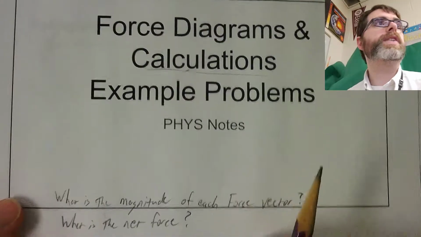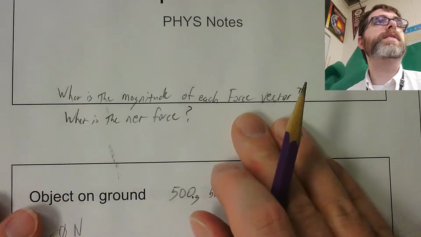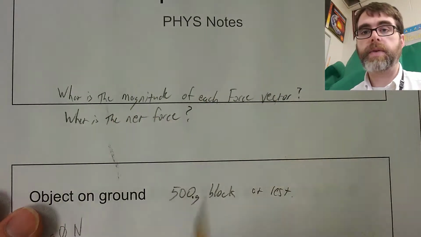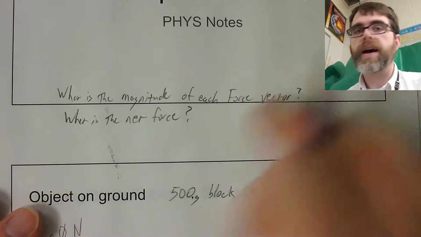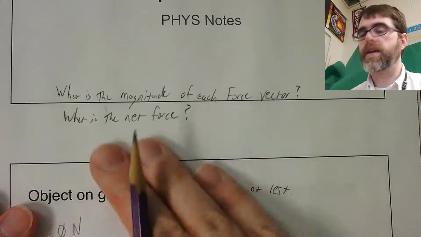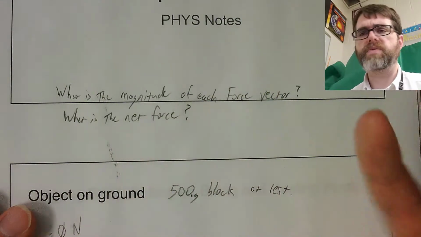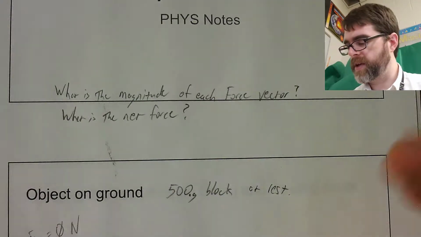But we're going to ask two questions on all these. What is the magnitude for each force vector? So every arrow that we draw, we're going to come up with a size of the force vector there, and then what is the net force, if there is a net force. Of course, a few of these we've already established that the net force is 0, and that's okay.